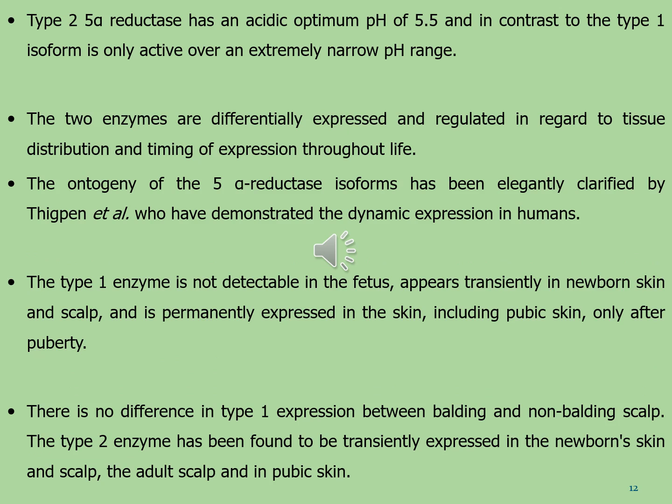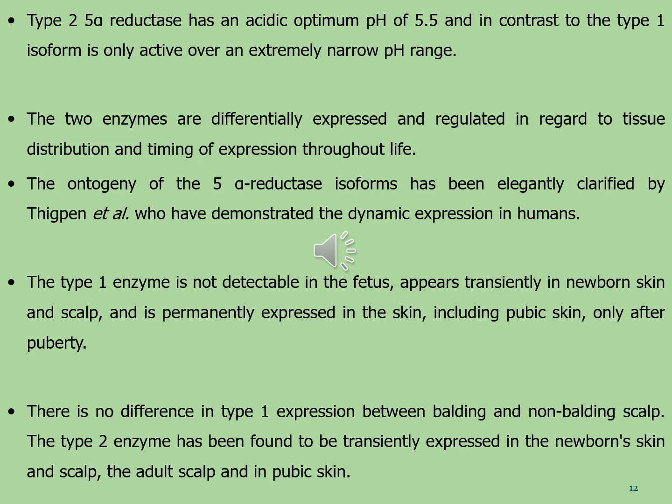The type 2 5-alpha reductase has an acidic optimum pH of 5.5 and, in contrast to the type 1 isoforms, is only active over an extremely narrow pH range. The two enzymes are differentially expressed and regulated with regard to tissue distribution and timing of expression throughout life.